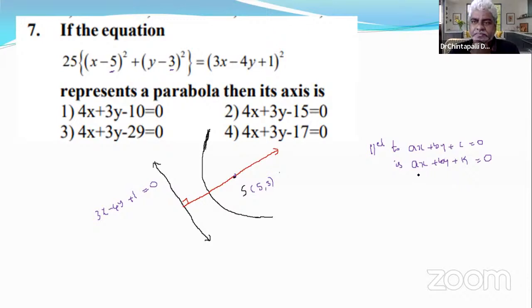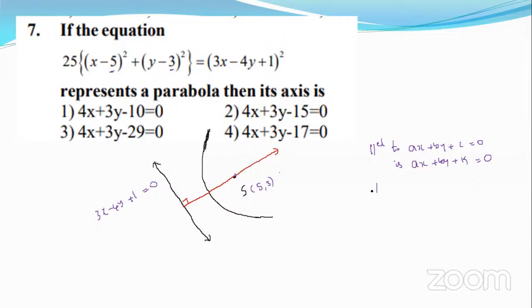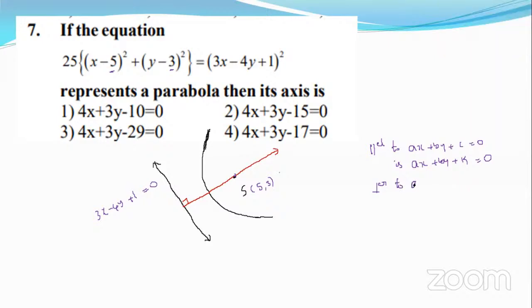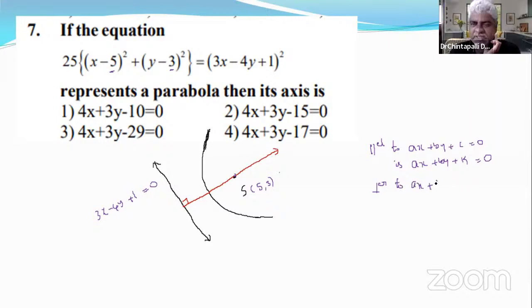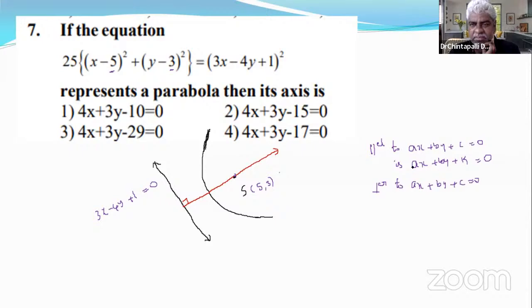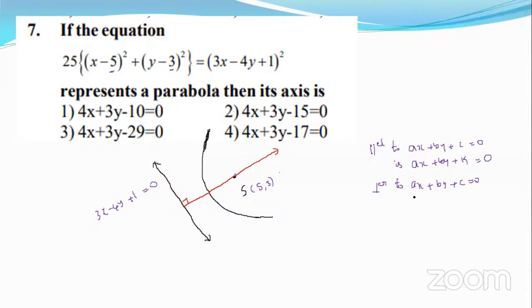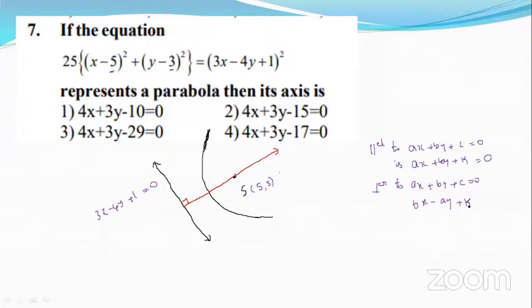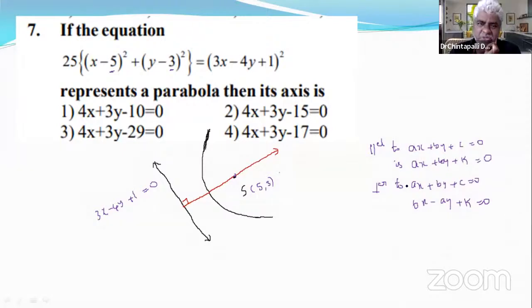In the same way, there is another formula for perpendicular. Do you remember the perpendicular formula? Sorry, in case of parallel it is the same. For perpendicular, it is going to be bx minus ay plus k equals 0. So we can take this red line, since it is perpendicular to 3x minus 4y plus 1 is equal to 0.